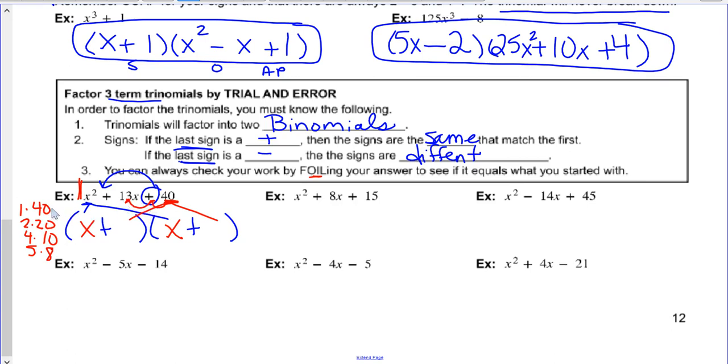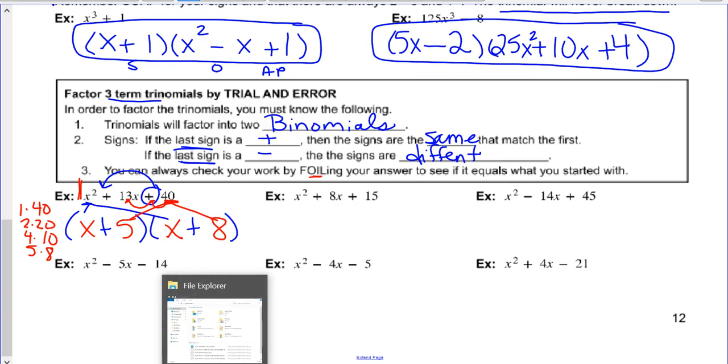Well, if I start here, I add these two, I get 41. That's not them. Add these two, I get 22. That's not them. Add these, I get 14. That's closer, but it's not 13. And ding, ding, ding, when I add these two, I do get 13. So I'm going to put a 5 in one and an 8 in the other.